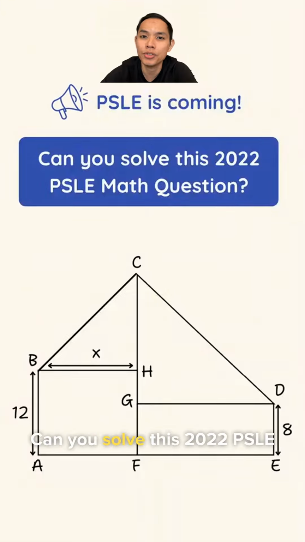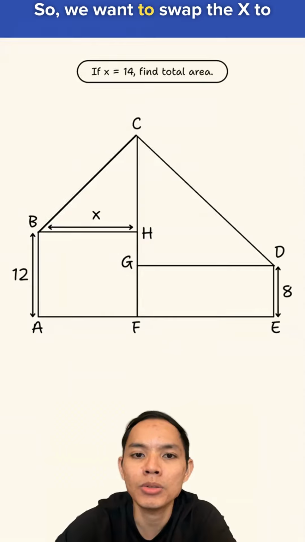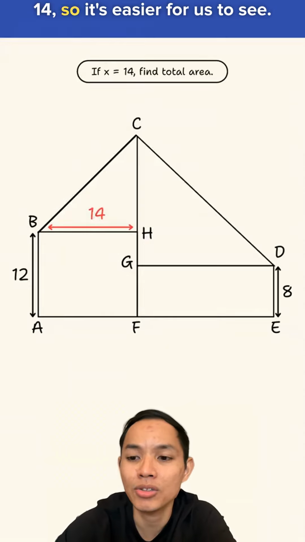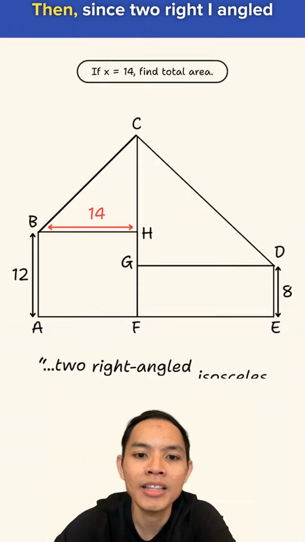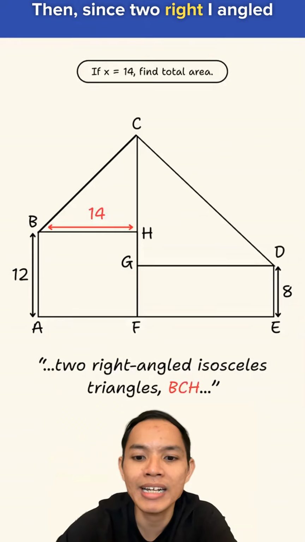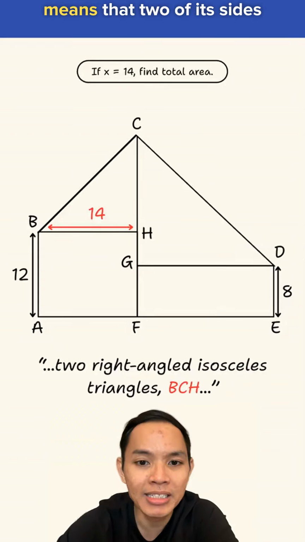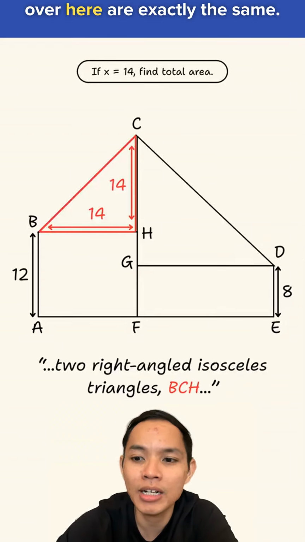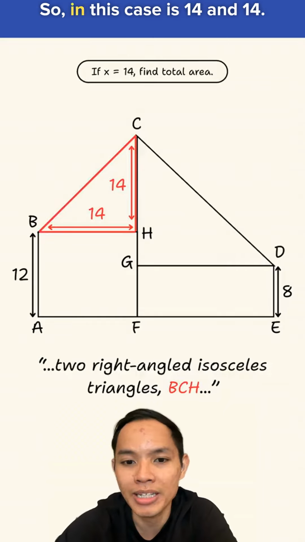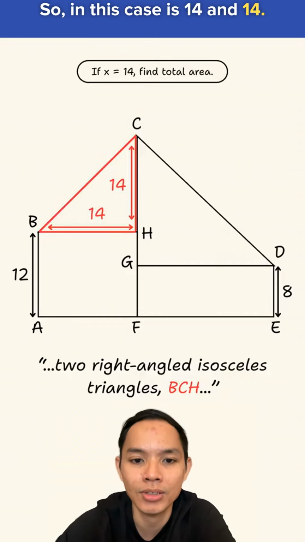PSLE is coming. Can you solve this 2022 PSLE math question? So we want to swap the x to 14 so it's easier for us to see. Then since it's a right-angled isosceles triangle BCH, two of its sides over here are exactly the same. So in this case it's 14 and 14.